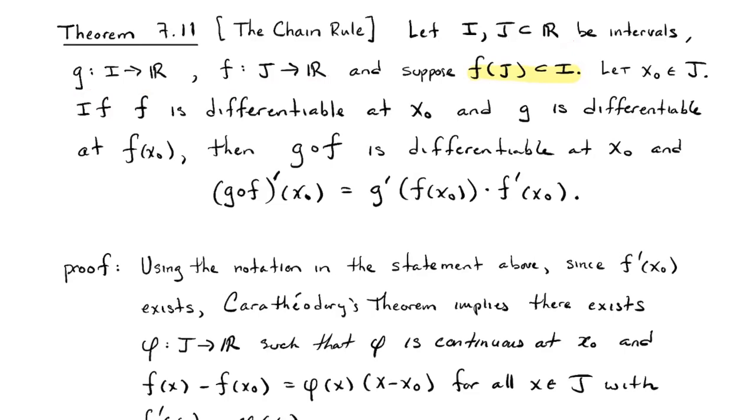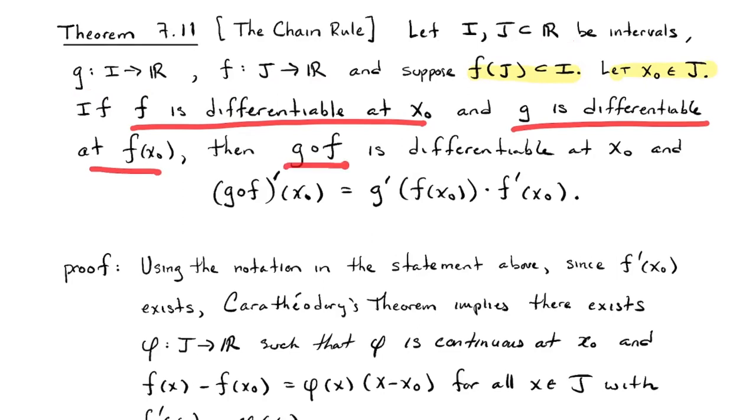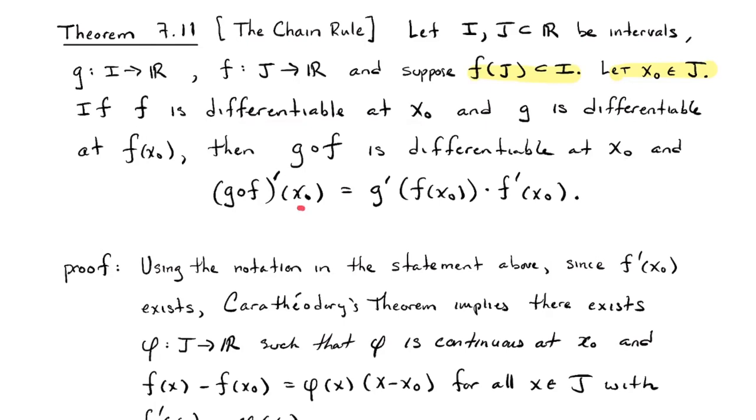Okay, so that's all that means. And then I pick some point, x naught, in the domain of j. Okay, so what are the hypotheses? The hypotheses say that if you can differentiate f at x naught, and you can differentiate g at f of x naught, then you can differentiate the composition at x naught, and the formula for the derivatives is given by that chain rule formula. So here I'm doing it point by point.